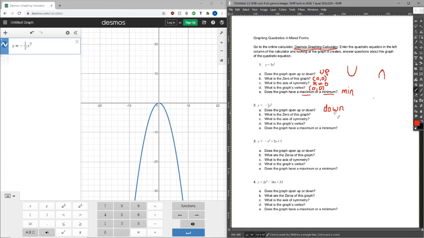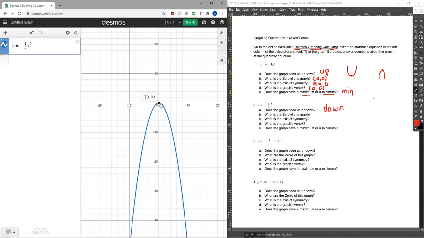And what's the zero of the graph? So looking at the x line where y is 0, we can see that it only crosses it at one point, and again it is right there at the vertex, and it is 0, 0. So the zero of the graph again is 0, 0. It won't always be the same as the vertex. These first two problems are just like that, but that won't always be the case.